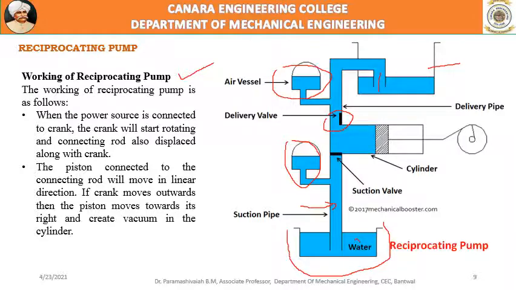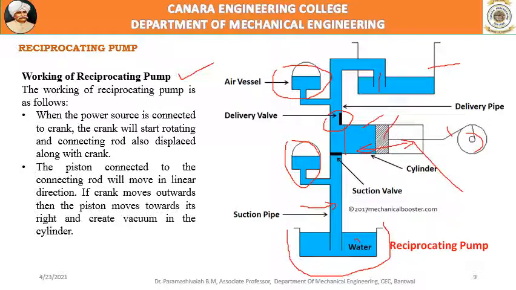And this is the cylinder, and this is the piston, this is the connecting rod, this is the crank, which rotates. This shaft is connected to a motor. When the motor drives, this crank rotates, and the rotation is converted into reciprocatory motion using this crank and lever mechanism. And this is the connecting rod. The piston reciprocates inside the cylinder. So to start with, we consider the piston at this position.